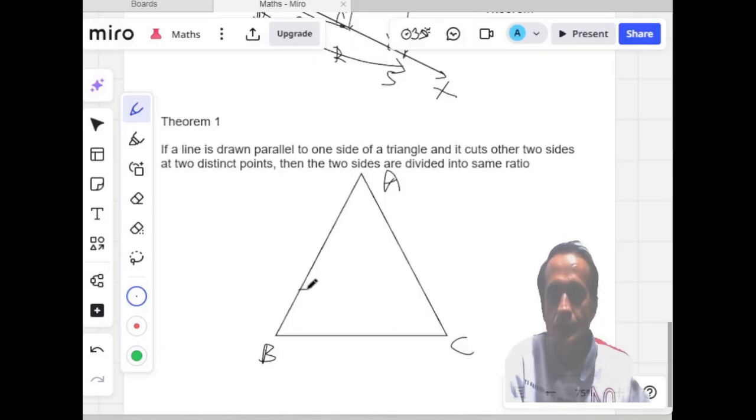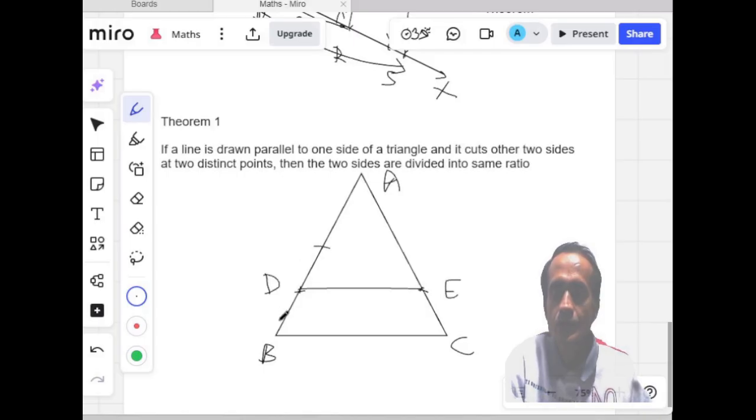So a line is drawn parallel to one side of a triangle, and it cuts the other two sides in two distinct points. See, this is one distinct point, and this is another distinct point. So this diagram satisfies these two conditions. Let us then name them D and E.